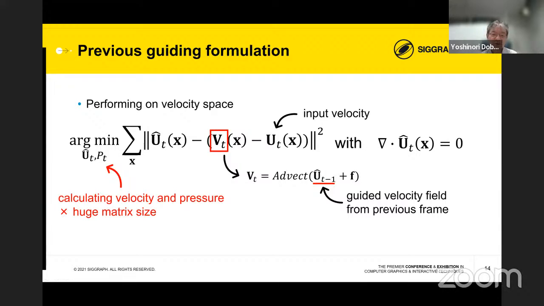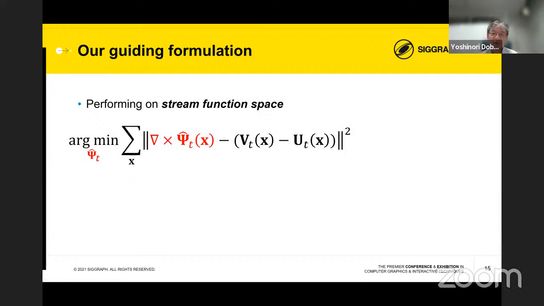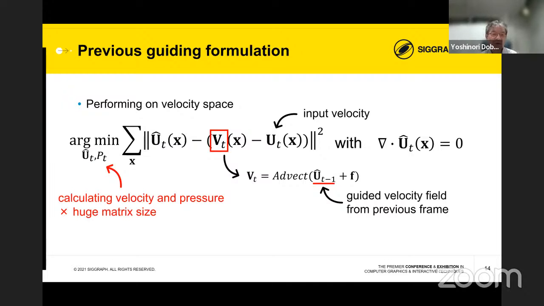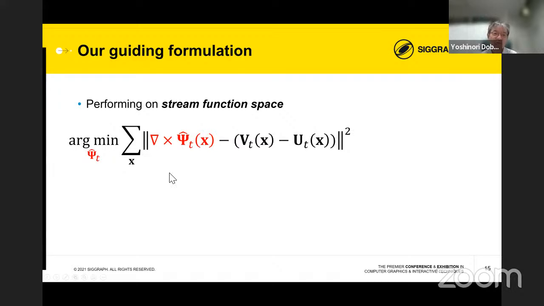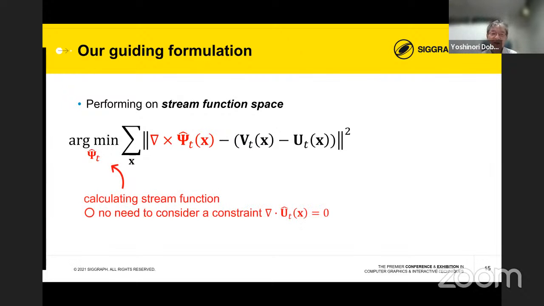So we replace this formulation with this one. If we compare this one and this one, actually we replace this term with this term. We use the stream function here, and our method determines the stream function. As I mentioned in the previous slide, by computing the velocity field from the stream function, the resulting velocity field is completely divergence-free. So we do not need to take into account this condition anymore.